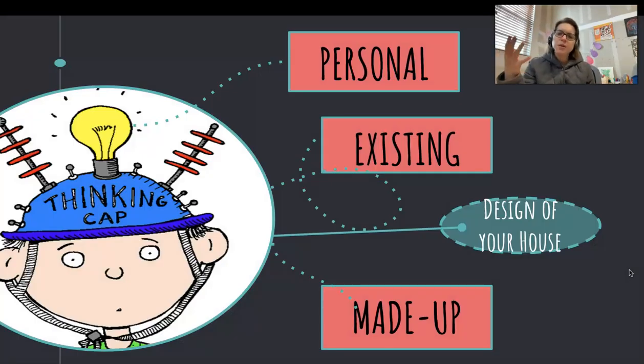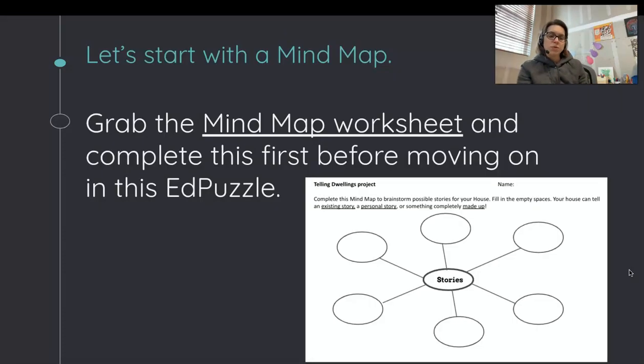Now, when you're thinking about your possible design of your ceramic house, you need to think about what kind of story do you want to tell? Do you want it to be personal, an existing story, or do you want it to be something just completely made up? And then you have to think about the design of your house as well. What's it going to look like? What forms, what shapes are you going to use? So we're going to start with a mind map.